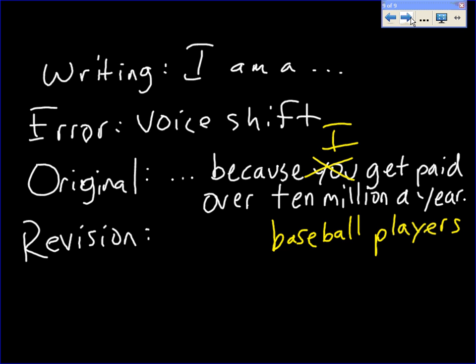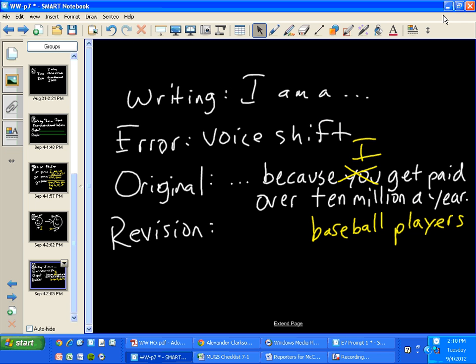Special's not a funny word. Why are you laughing? Special. You must eliminate the "you" in order to eliminate the voice shift. Okay. Enough for that.